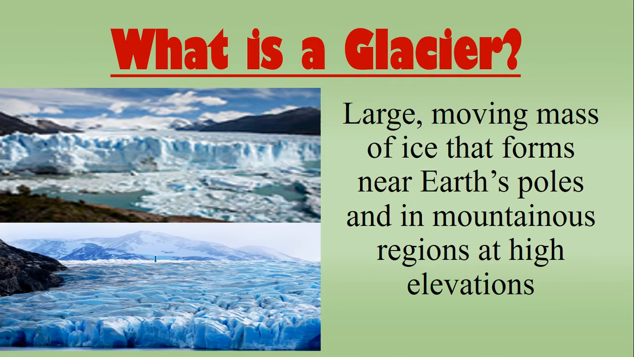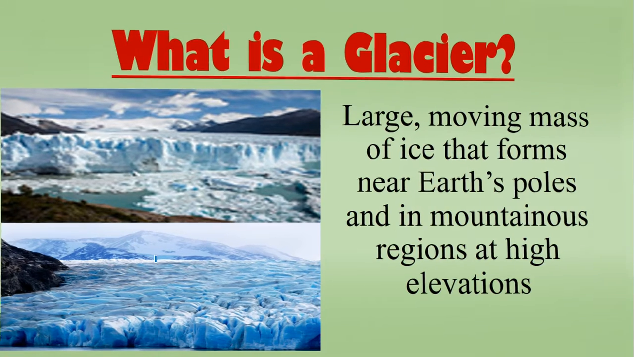What is a glacier? A glacier is a large moving mass of ice that forms near Earth's poles or in mountainous regions at high elevations. You can kind of see some pictures of glaciers over on the left side. Glaciers are moving though, they're not just stagnant. They move based off freezing and melting.